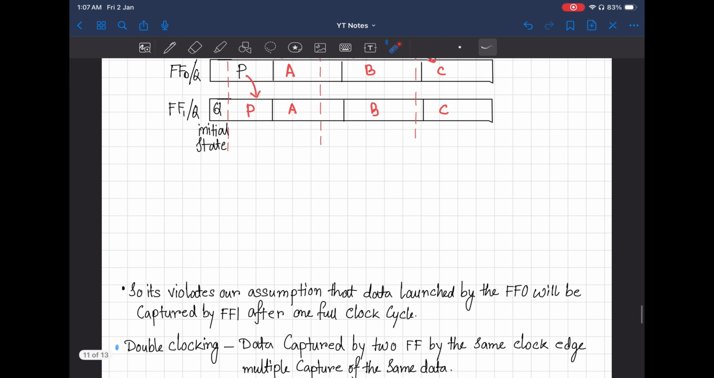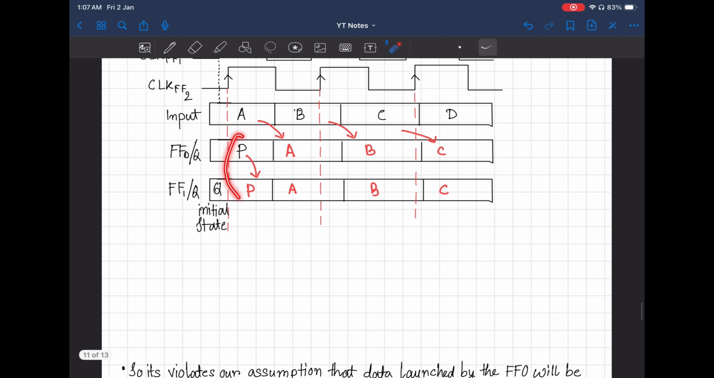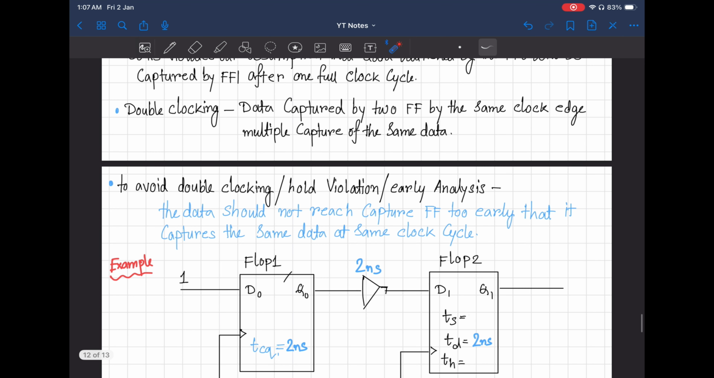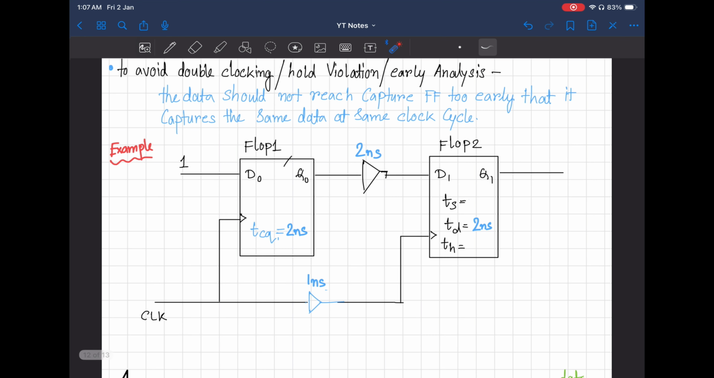That's the same thing I am showing here. So our violation is created from that double clocking. Whatever double clocking is happening, we have to avoid this, and that is actually the hold violation we want to avoid. Okay, so the same thing I have written here. I don't want to read that again. You can read it here.